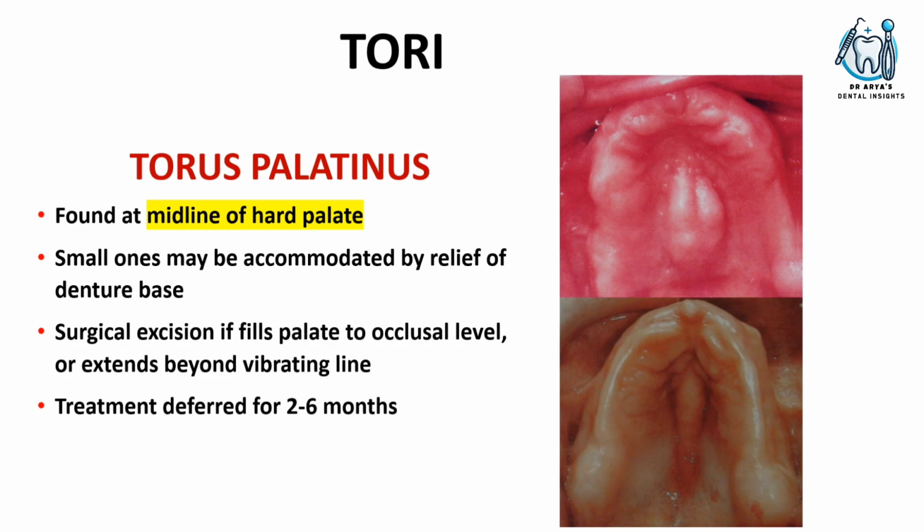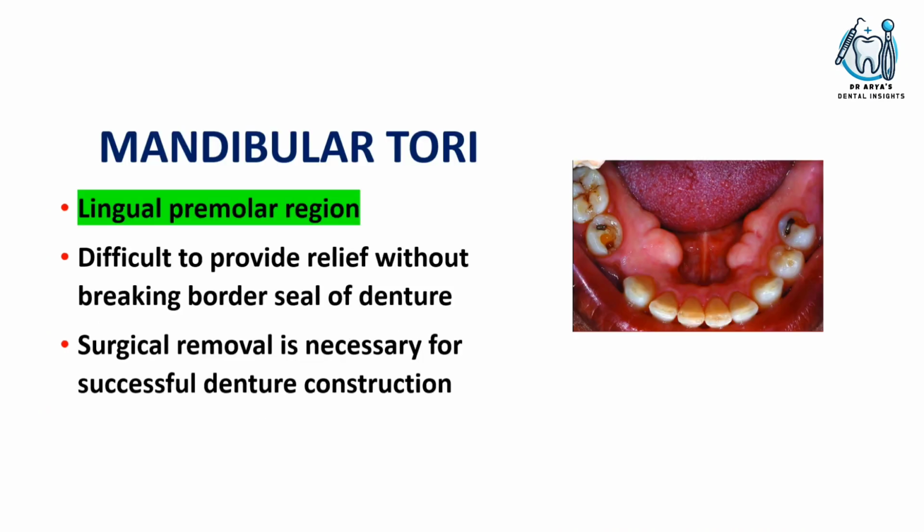Coming to torus palatinus, it is found at the midline of the hard palate. Small ones can be accommodated by relief of the denture base. Surgical excision is indicated if it fills the palate to the occlusal level or extends beyond the vibrating line, and treatment is deferred for 2 to 6 months. Mandibular tori are found commonly in the lingual premolar region, and it is difficult to provide relief without breaking the border seal of the denture. Surgical removal is necessary for successful denture construction.